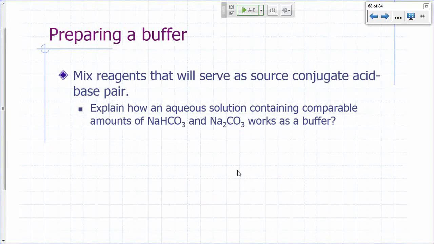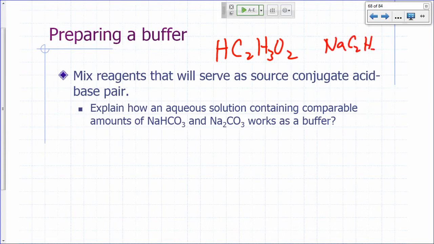How do you make a buffer? One way is to mix reagents that will serve as a source for the conjugate acid-base pair. An example we just had earlier was acetic acid. HC2H3O2 is the conjugate acid. And when you add sodium acetate, NaC2H3O2, your sodium acetate will give you acetate ions. That will be the source of your conjugate base.